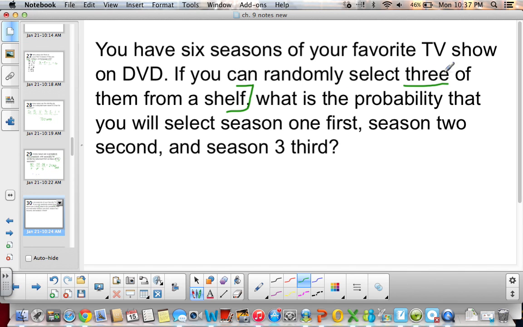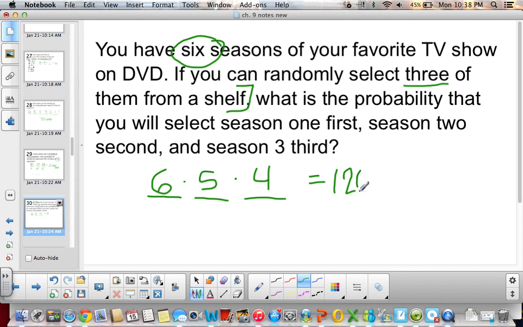If you can randomly select 3 of them from a shelf. So remember, we have 6 seasons. So we want to pick 3, and we're going to randomly pick them. So here's our 1, 2, and 3 that we're going to pick. Our first choice of picking, we can pick out of 6, and then we take 1 away, so then it's out of 5, and then we take 1 away again, and it's out of 4. So 6 times 5 is 30, times 4 is 120 ways.